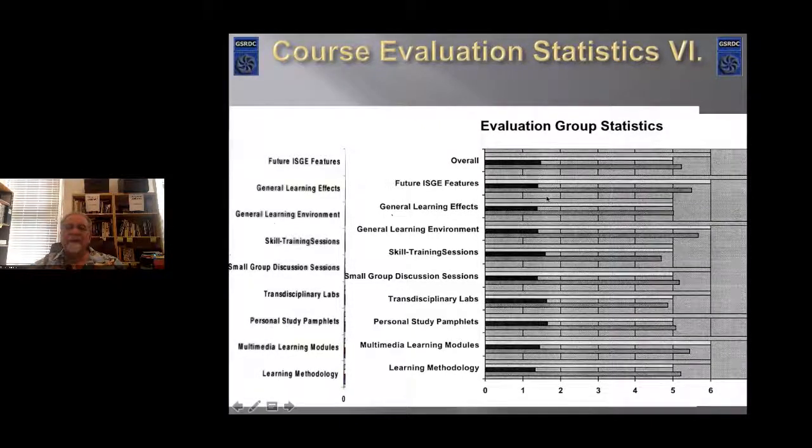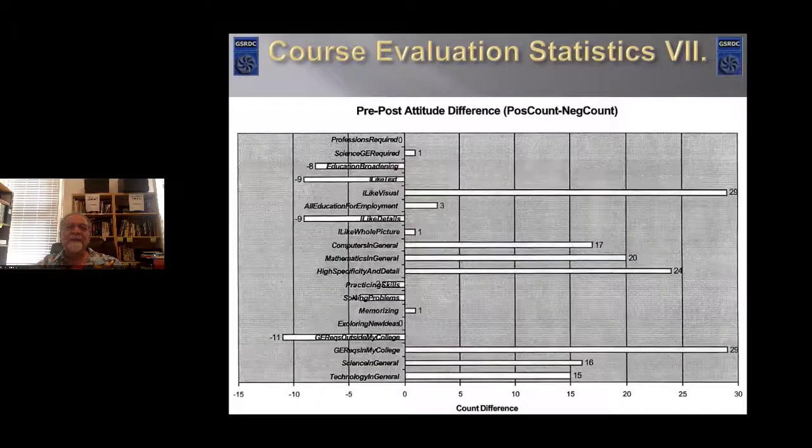So in this particular case, it's the before and after scores. I didn't add the quotations here, but what it shows is that some things they didn't like as much afterwards. This is pre and post attitude. You see, they didn't like the details as much because I gave a lot of details in this course, but they liked the visuals a whole lot, and they liked the GE regulations in their college, and they liked science in general before versus after, and technology in general.